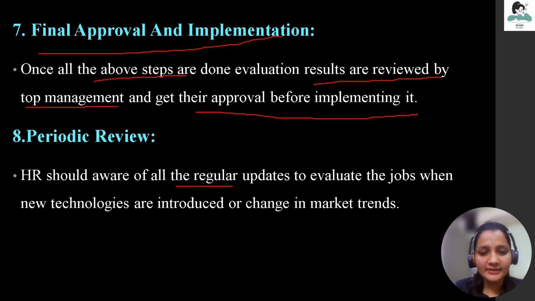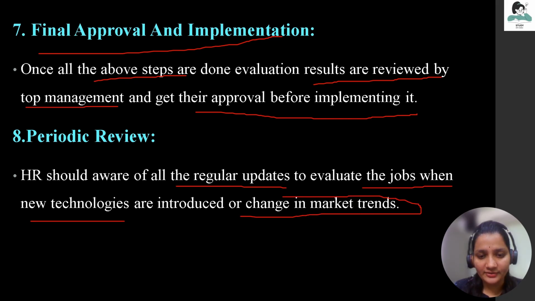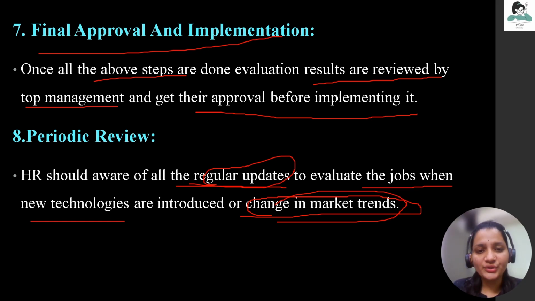Last is periodic review. HR should be aware of regular updates needed to evaluate jobs when new technologies are introduced and market trends change. HR should check whether the job evaluation system is accurate and up to date, because market trends change from time to time, so jobs may also change. Responsibility will change, technology will change, so the value of the job will also change. When all these things change about the job, the value of the job will also increase. That's why we need to review job evaluation regularly. Clear? This is periodic review.